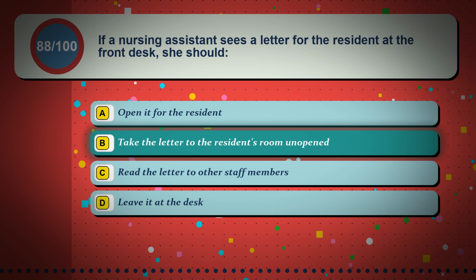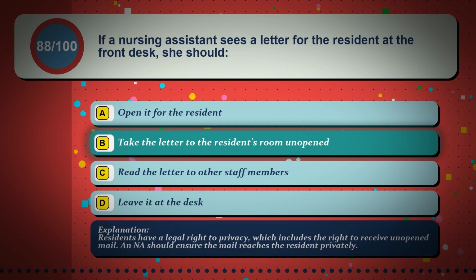The correct answer is option B, take the letter to the resident's room unopened. Residents have a legal right to privacy, which includes the right to receive unopened mail, and the NA should ensure the mail reaches the resident privately.